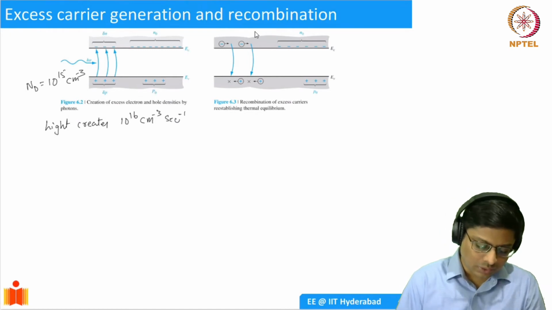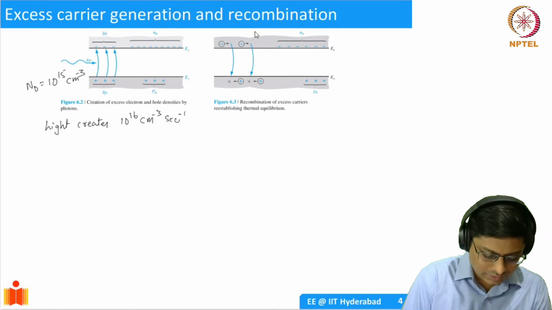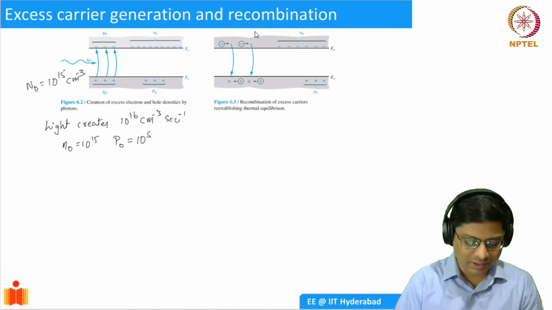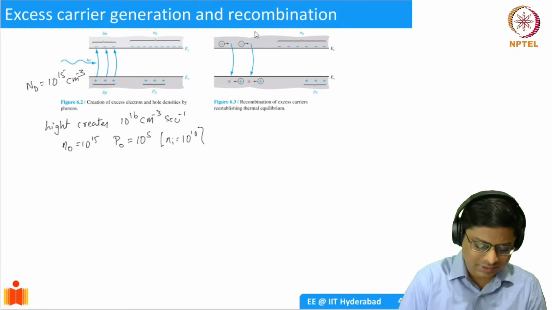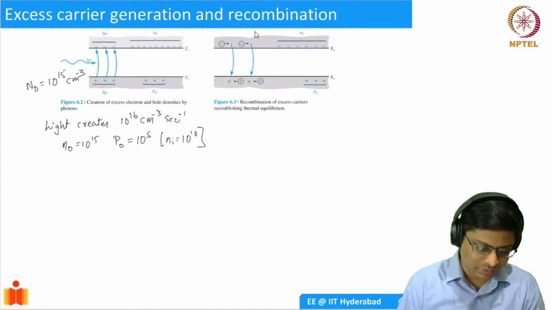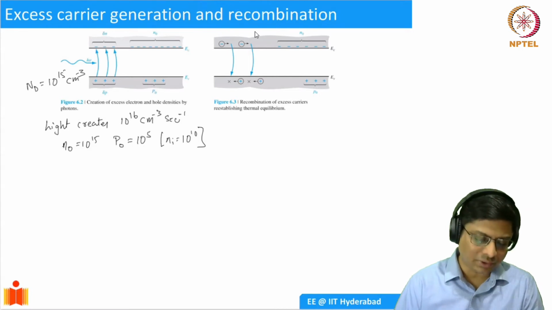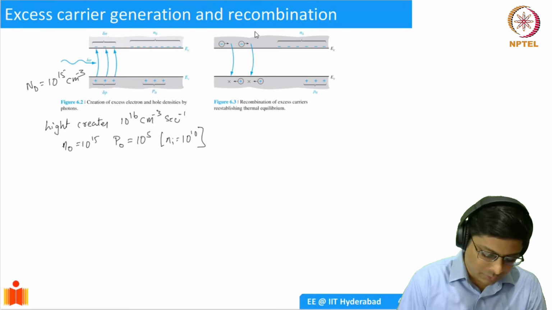We started out with N naught of 10 power 15 and P naught of 10 power 5, right? By this point, you should be comfortable how to get this. I'm assuming that Ni is 10 power 10. This is enough for me to do the calculations right now. So now when I shine light, I'm introducing 10 power 16 electron hole pairs. So after a second, how many electron hole pairs would be there?